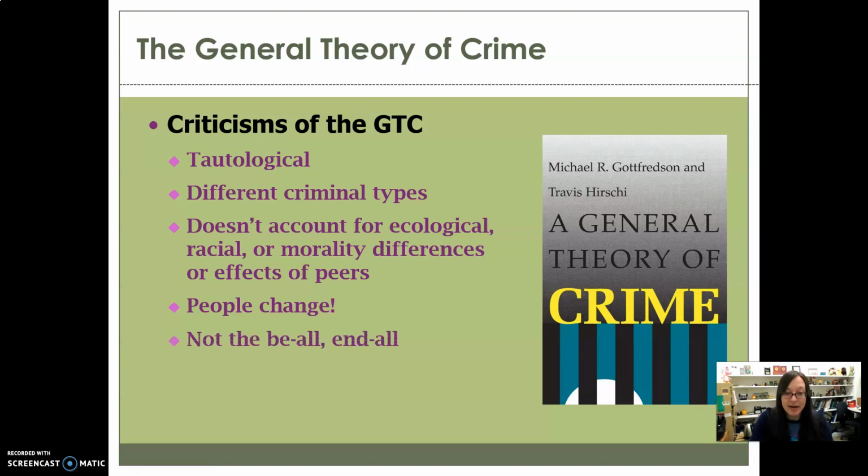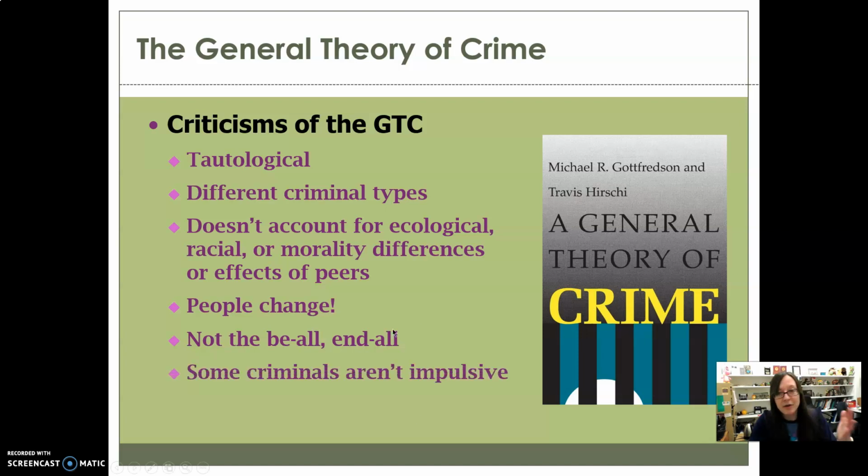Research has found a modest relationship at best, suggesting that there are other relevant factors besides low self-control at play, including social factors, neuropsychological factors, physiological factors, and situational factors. There's a whole lot at play, so maybe low self-control is part of the picture. It's a piece of the puzzle, but it's not everything, the way that Gottfredson and Hirschi kind of made it sound.